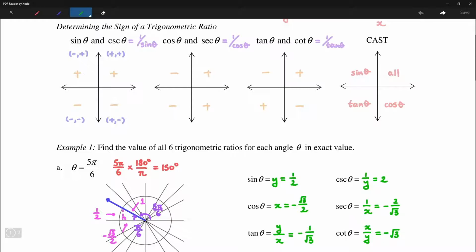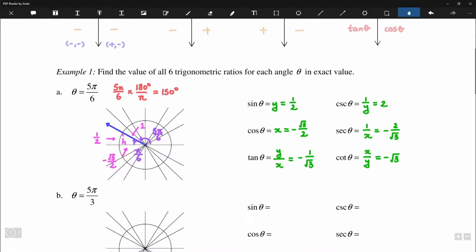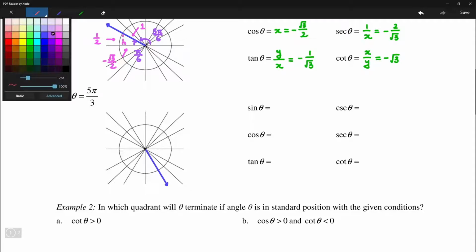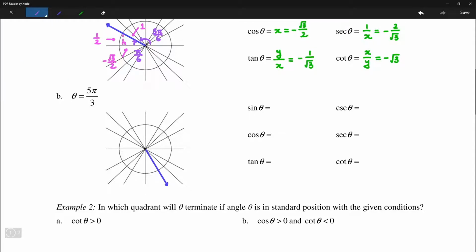Let's try another one. Okay, so we have theta is equal to 5 pi over 3. So that is going to be in quadrant number 4, like this. So it is pi over 3 short of 2 pi. So if we were to draw the angle, just like in the previous question, going counterclockwise, this would be 5 pi over 3.